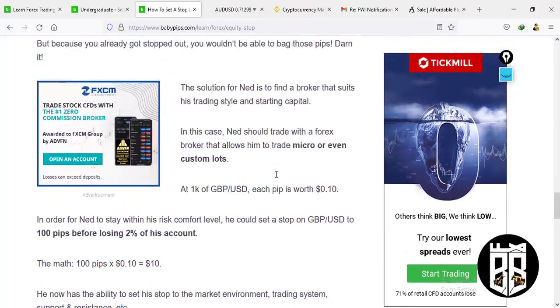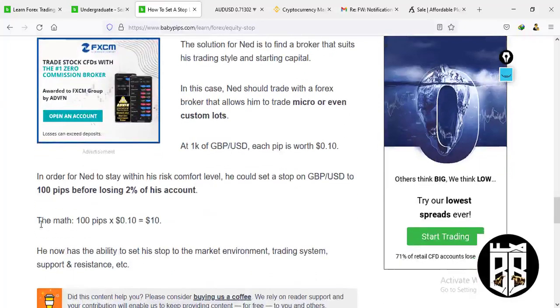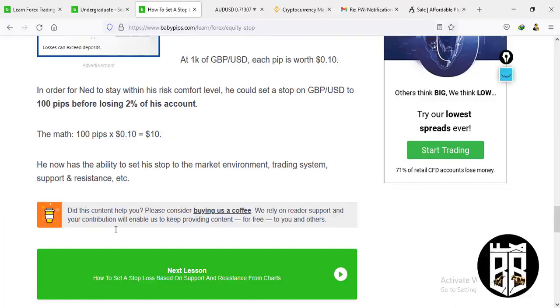So in this case, Ned should try and trade with a forex broker that allows him to trade micro or even custom lots. So at 1k of GU, each pip is worth 0.10. So in order for him to stay within his risk comfort level, he will set a stop on GU to 100 pips before losing $2 of his account. So do the math. 100 pips multiplied by 0.10 is equal to $10. He now has the ability to set his stop to the market environment, trading system, support and resistance, etc.